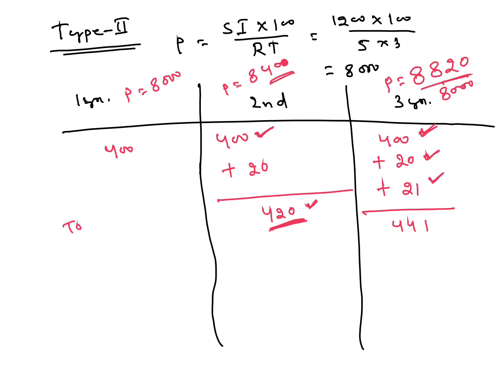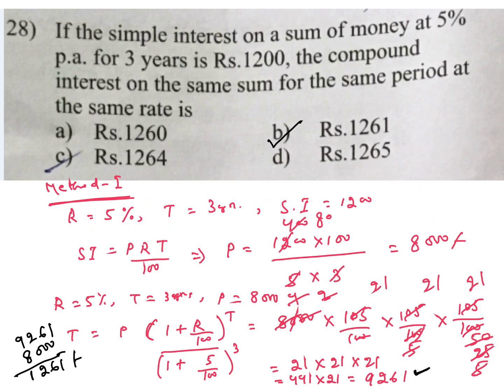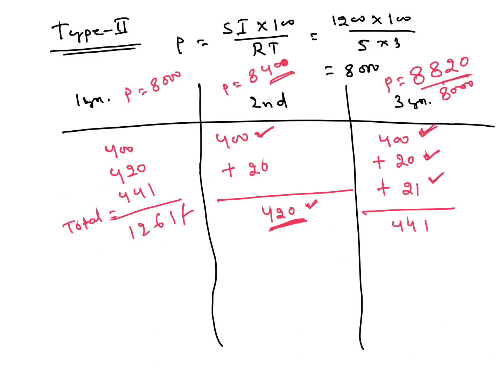Total is 400 plus second year 420 rupees, third year 441 rupees. Total is 1261. Same amount you will get. Same, B is the answer. If you practice, then table method is very easy. Up to second year, 3 years, you can easily calculate.